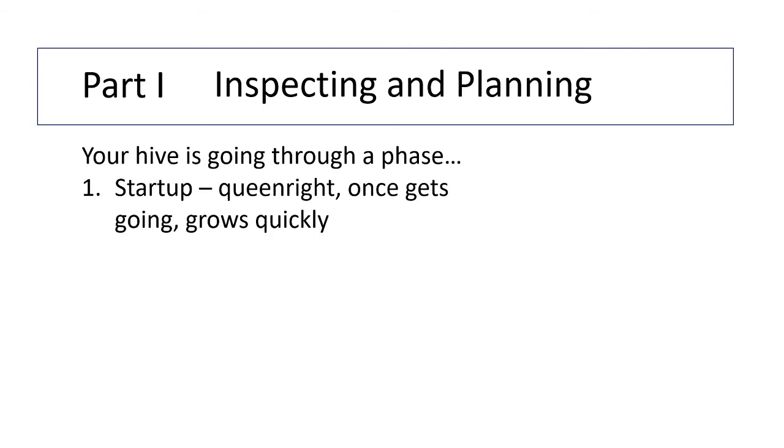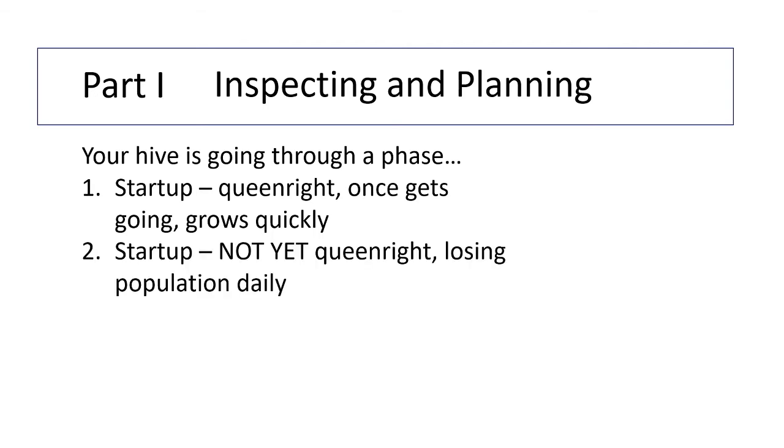What phases could your hive be going through? It could be a startup. It's queenright. And once it gets going, it grows quickly. An example would be a package or a nuke. If you make a split or catch a swarm, all of those are great examples of a startup that's queenright. Or it could be a startup and your hive swarmed. It's not yet queenright, losing population daily, or maybe gaining population if some brood is emerging, but it's not going to be growing quickly, and we'll talk about that in a minute.